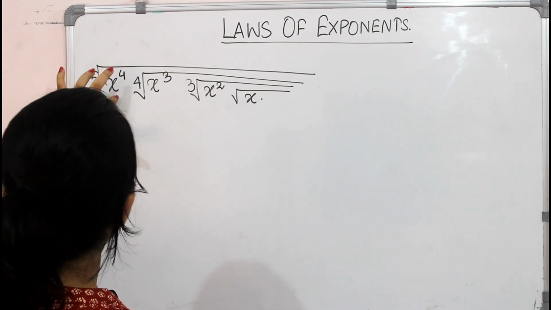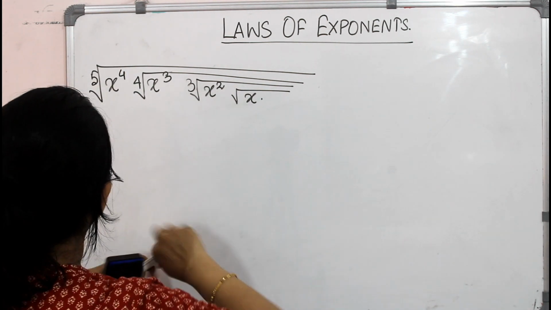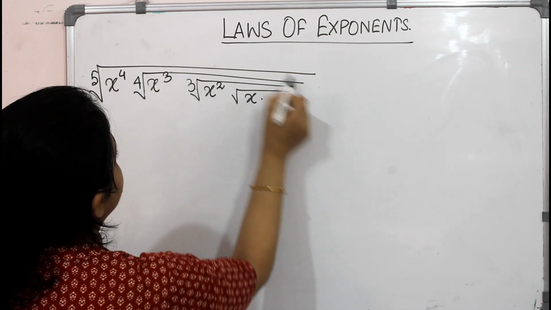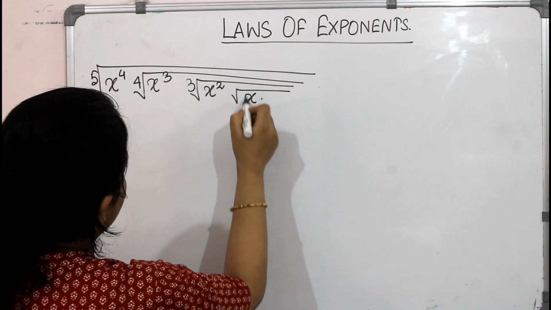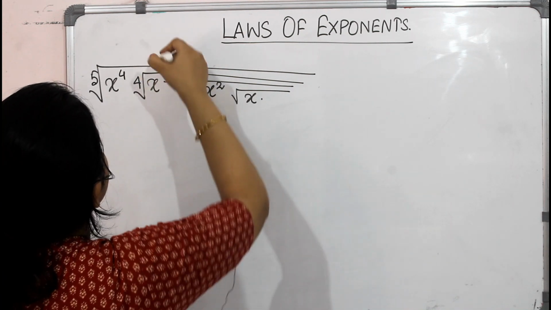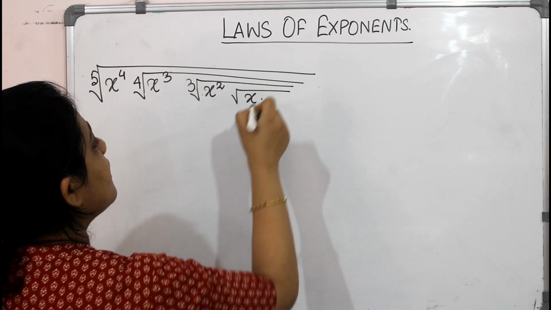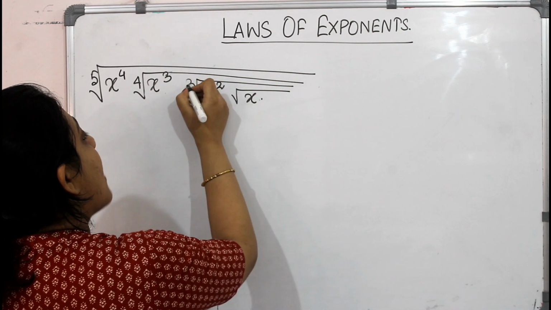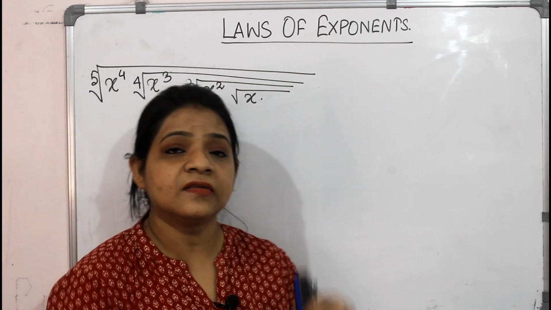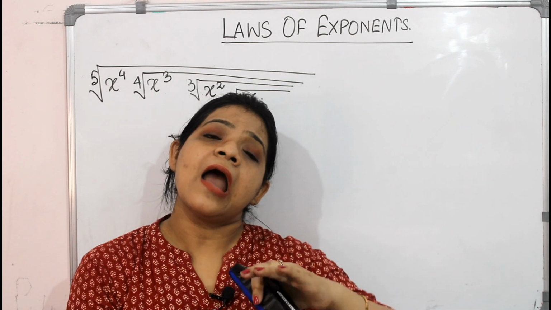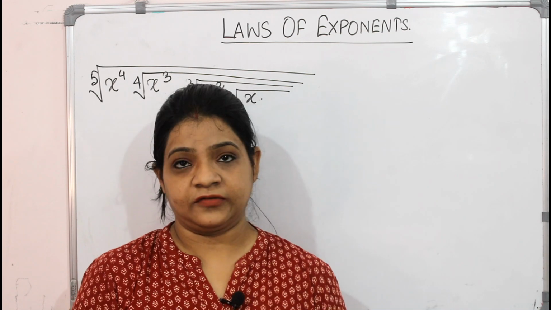Fifth root of x to the power of 4, then under this fifth root, another expression is there. Okay, fourth root of x cube, then cube root of x square, then root x. Then under this fourth root, x cube is there, this expression is there. Now under this root, x square, this root is there. Means under one root, several other roots are inserted. Okay, now how we will solve this?